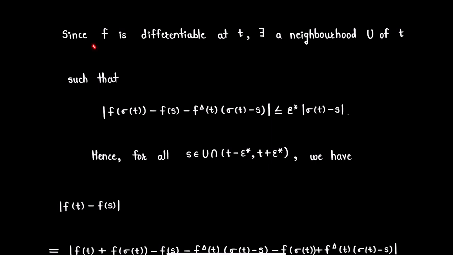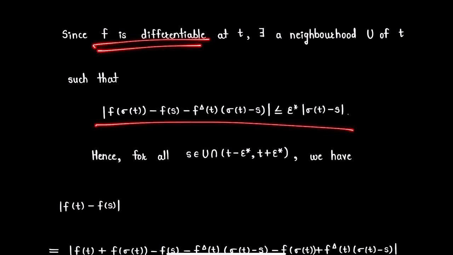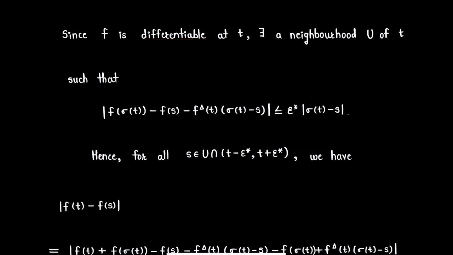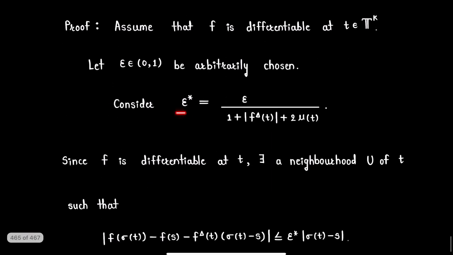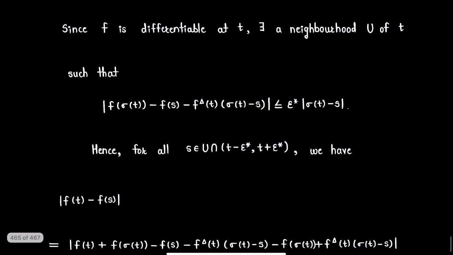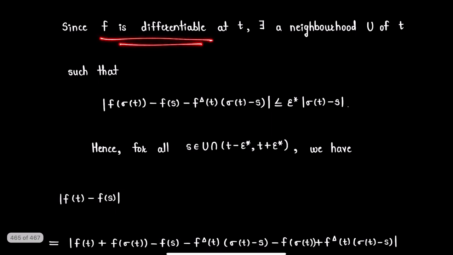Note that since f is differentiable, this condition is true for every point s in the neighborhood u. But in that condition, we will replace this epsilon with epsilon star. So here we are going to consider the particular condition for the epsilon star which we have defined. So since f is differentiable, we get this condition.